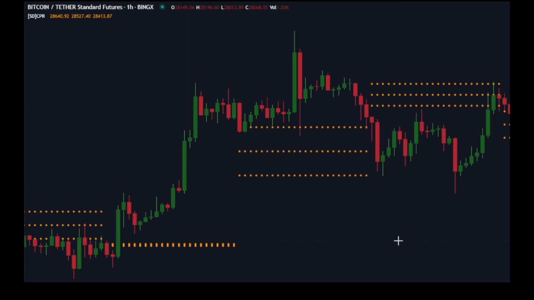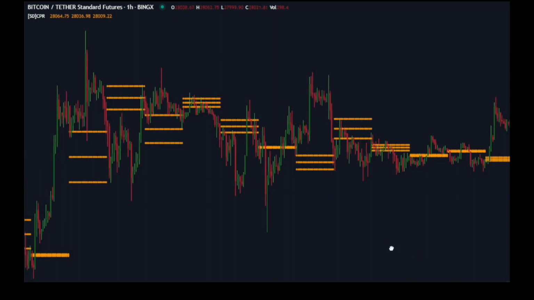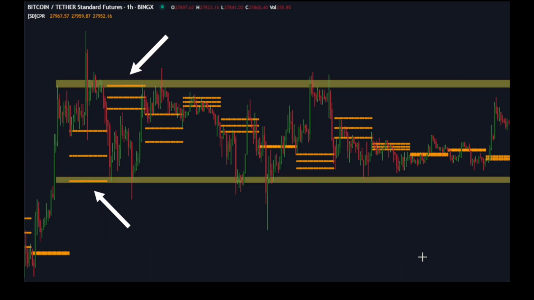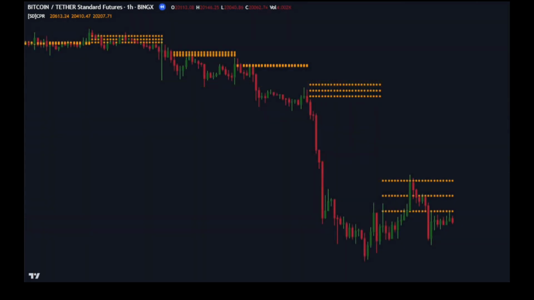Now that we know how the indicator works, let's see how we can use this indicator to read the market. With the pivot points, we can find supports and resistances. As we can see in this example, the market is sideways. And we see that the areas that the pivot points gave us served as support and resistance for the following candles. We can also see that this indicator shows us when the market is trending.